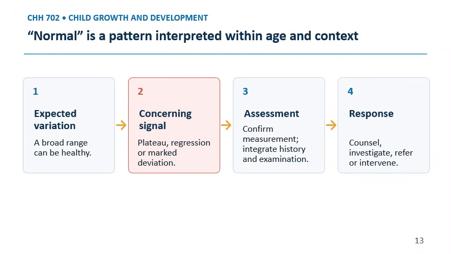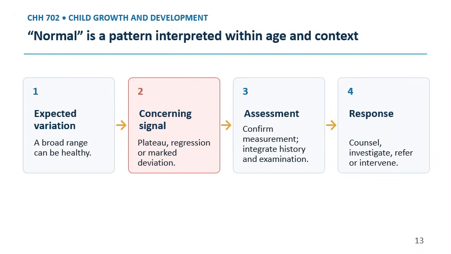Box 1 reminds us that healthy variation exists. Box 2 identifies a concerning signal such as a plateau, regression, or marked deviation. Box 3 requires assessment: confirm the measurement, and integrate history and examination. Box 4 is the response, which may range from counseling and follow-up to investigations and treatment or referral.